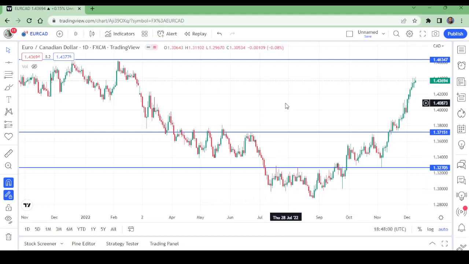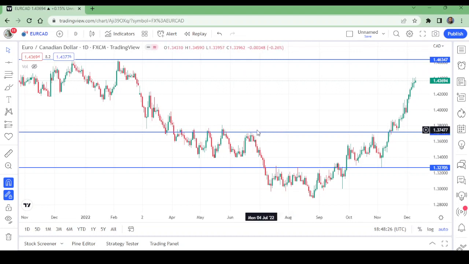Wonders of Price Action. This is the chart of Euro Canadian dollar. This is going up and bullish. This is looking at this resistance. This pair, when it was coming upward, has only one resistance before this.